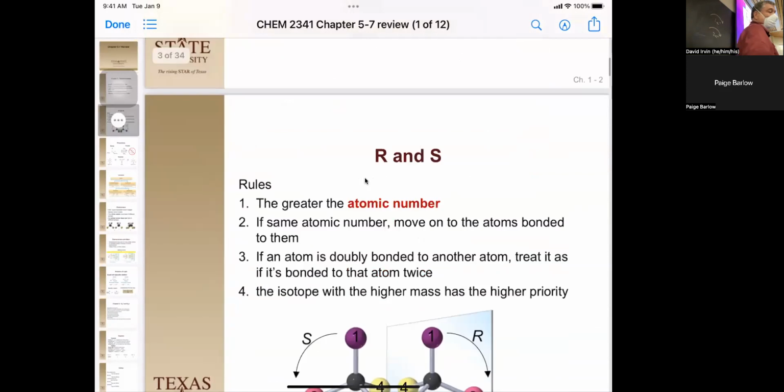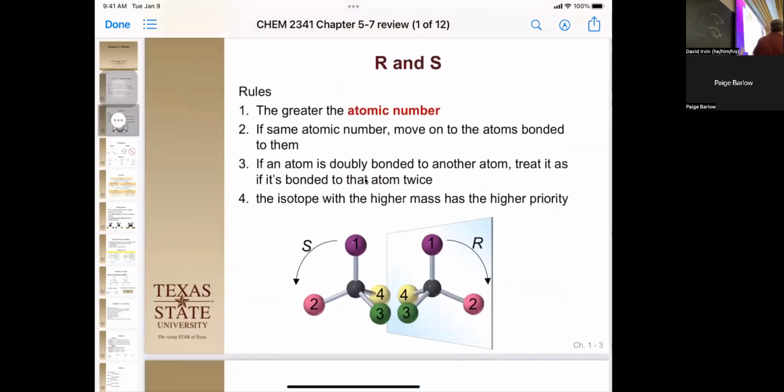So the first thing we have to do is look at our R and S. Okay. And of course, we're going to follow, oops, let me move this over a little bit. There we go. Still sharing? Okay. Yeah. So we have those 4 rules for prioritization. Atomic number; if you can't define that, see what's attached to it. If you have double bonds or triple bonds, you count those each time. And if you have isotopes, the higher weight.